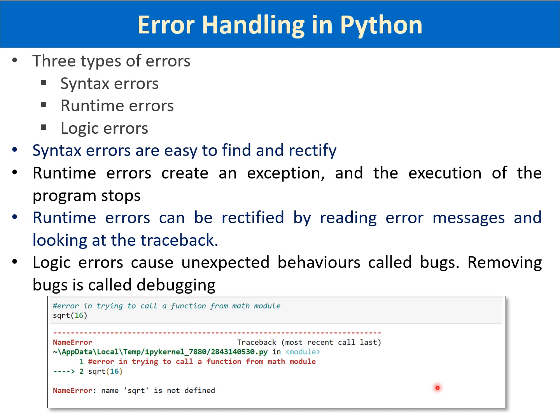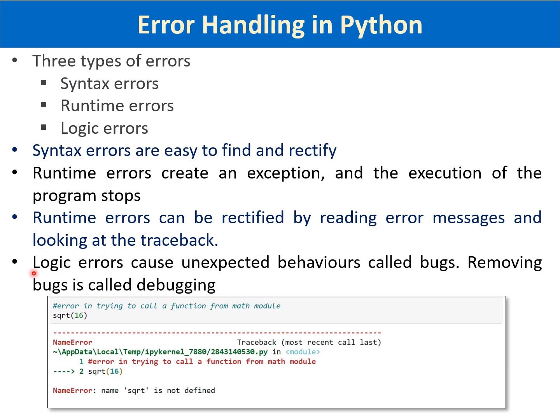So reading error messages becomes very important. For a beginner, this traceback may look very confusing or scary, but if one takes time to read the output, they will find the information very helpful. That is what we said: runtime errors can be rectified by reading error messages and looking at the traceback.